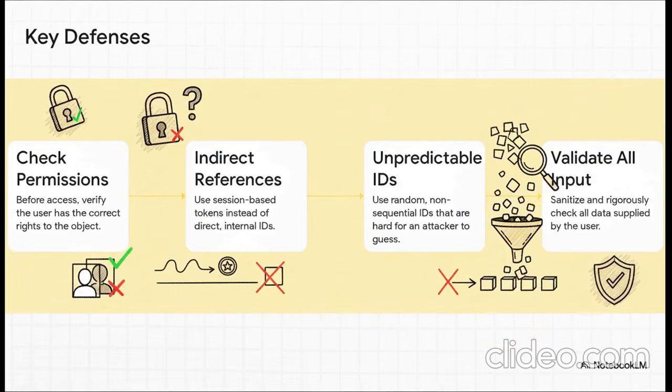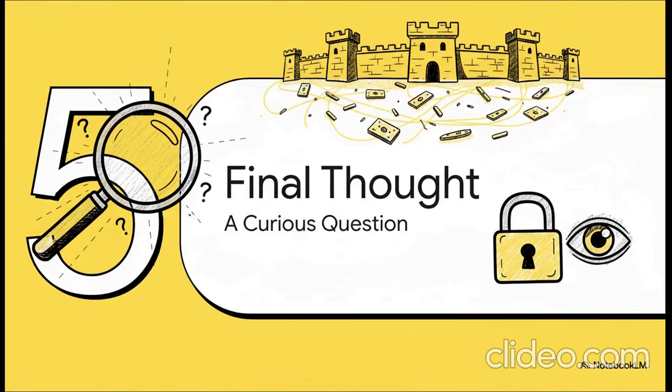Well, it breaks down into a few key steps. First, and this is non-negotiable, always check permissions. Before any data gets sent back, the server has to ask, is this person allowed to see this? Second, use what are called indirect references. Instead of showing the real ID, give the user a temporary random token that's tied only to their login session. Third, if you absolutely have to use IDs, make them unpredictable. A long random string is way harder to guess than the number 123. And finally, the golden rule of all web security: never, ever trust user input. Validate everything.